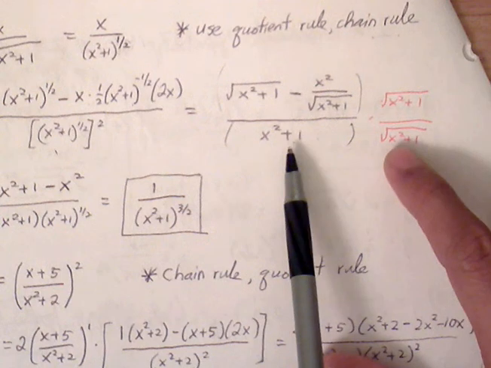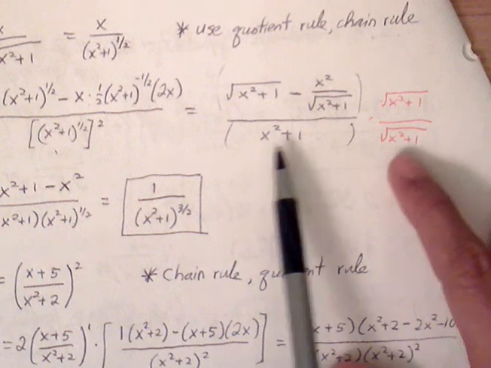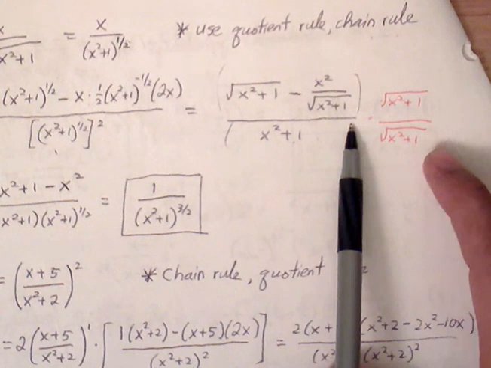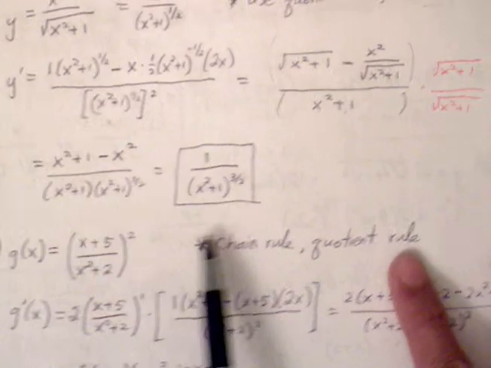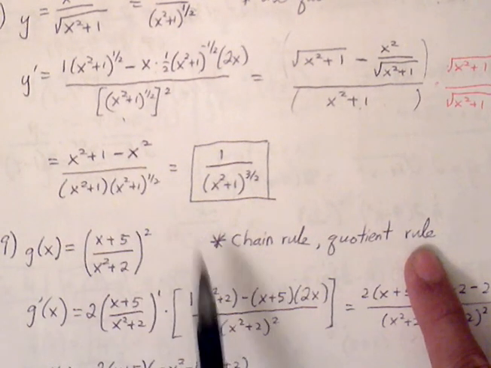Think of this as x squared plus 1 to the first power and x squared plus 1 to the 1/2. If we want to multiply bases, we add exponents. So 1 plus 1/2 gives us 3/2. And then the numerator will cancel out to just be 1, and so we have our derivative.